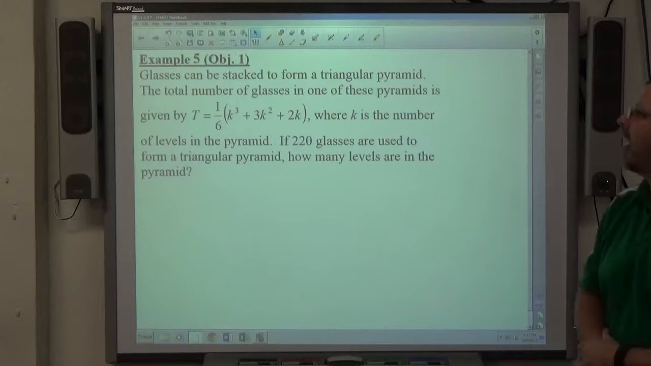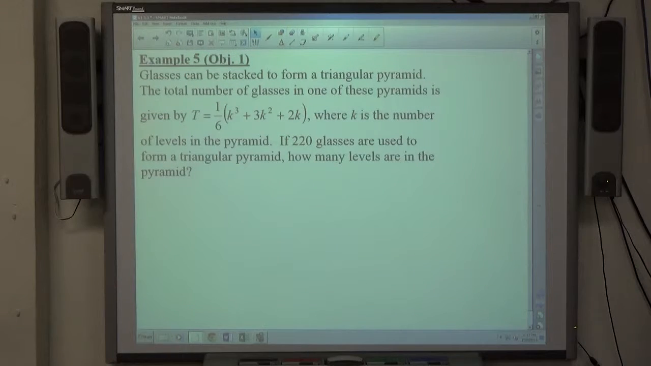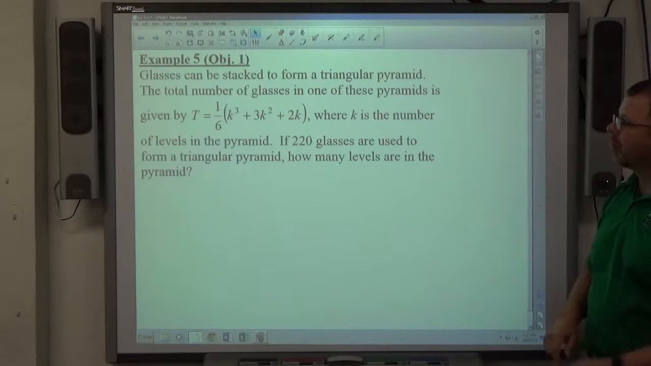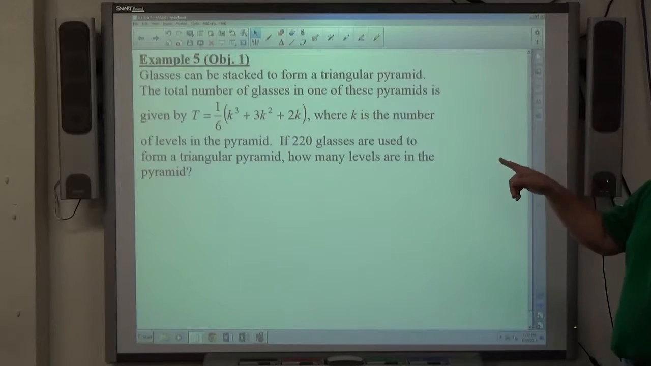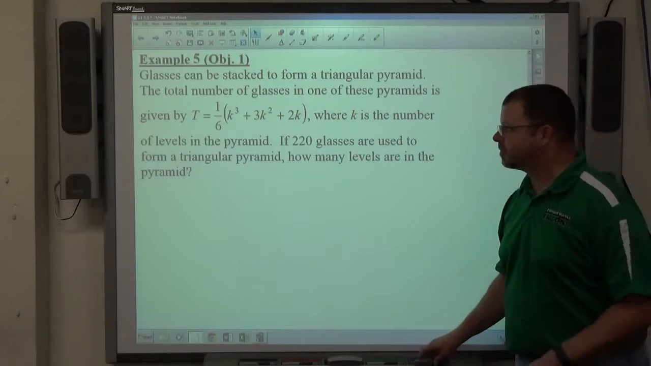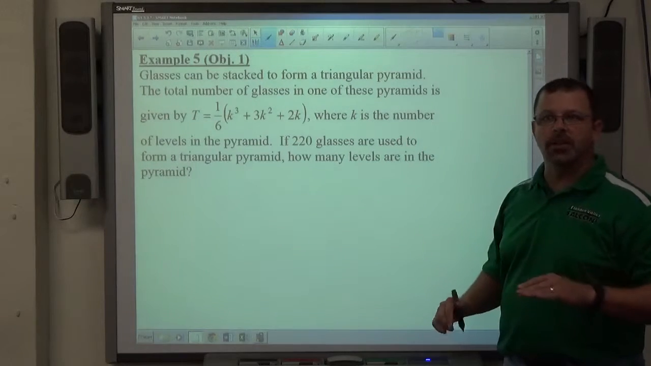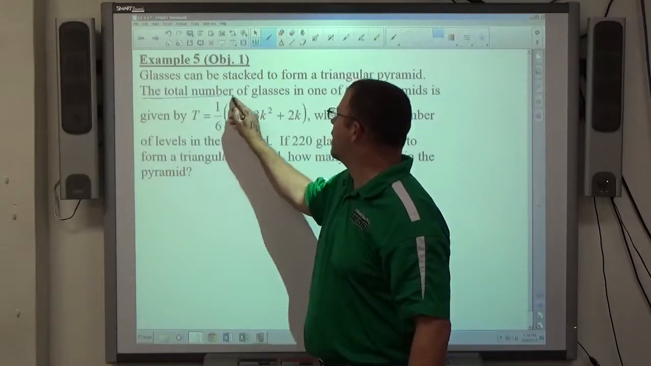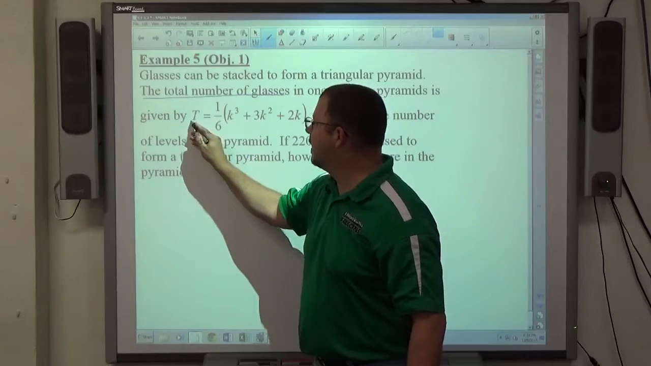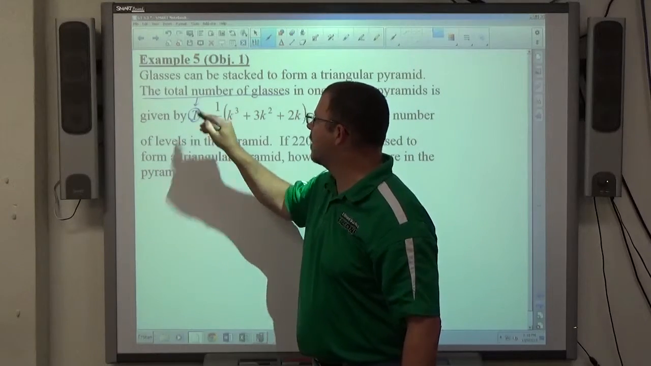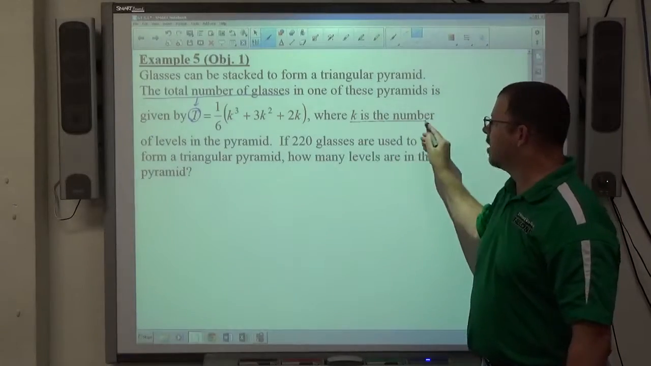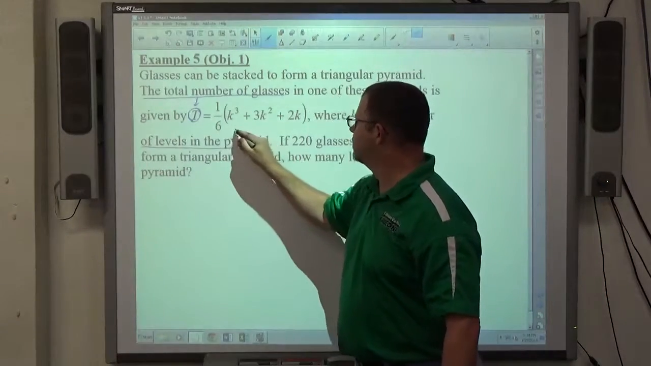Okay, example 5. Glasses can be stacked to form a triangular pyramid. The total number of glasses in one of these pyramids is given by T equals 1/6 (k cubed plus 3k squared plus 2k), where k is the number of levels in the pyramid. So, very wordy sentence. What they did was they specified total number of glasses is given by T. So T is the total number of glasses in the pyramid. And k is the number of levels in the pyramid.